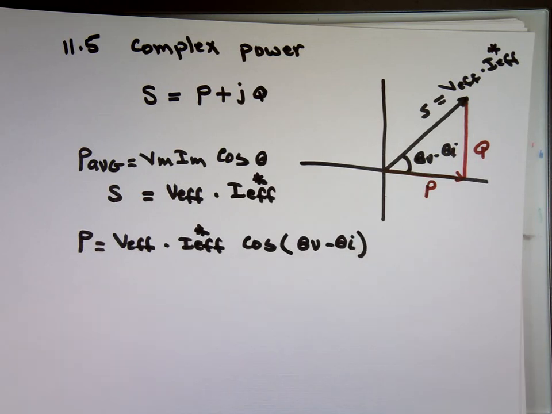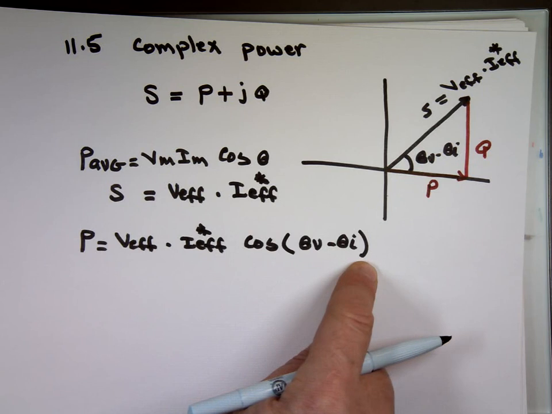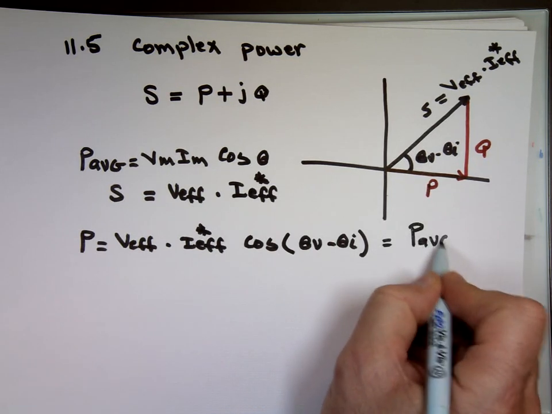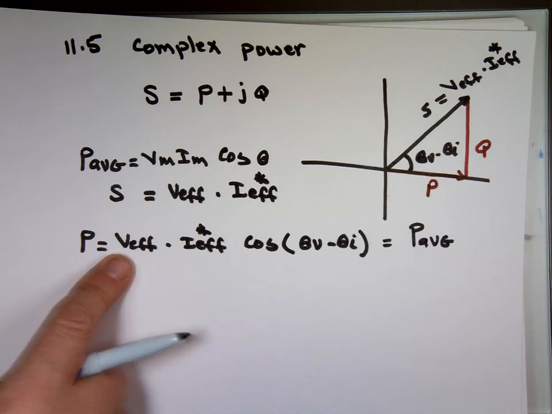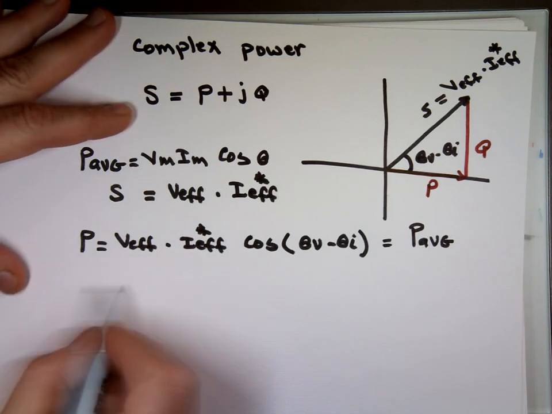Hey, wait a minute. What is that? That looks familiar. Isn't that the average power, the equation for the average power? V effective, I effective. But this is conjugate. The other one is not a conjugate. Well, big deal. Watch this.